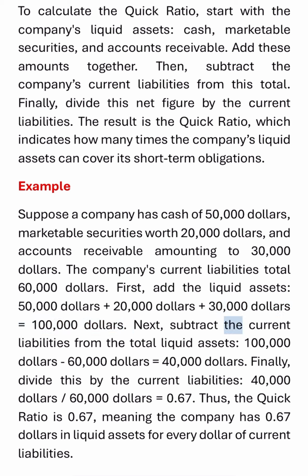Next, subtract the current liabilities from the total liquid assets. $100,000 minus $60,000 equals $40,000. Finally, divide this by the current liabilities. $40,000 divided by $60,000 equals 0.67. Thus, the quick ratio is 0.67, meaning the company has $0.67 in liquid assets for every dollar of current liabilities.